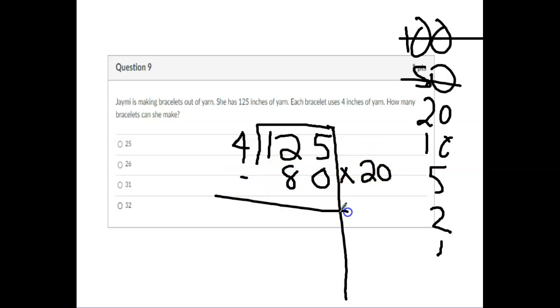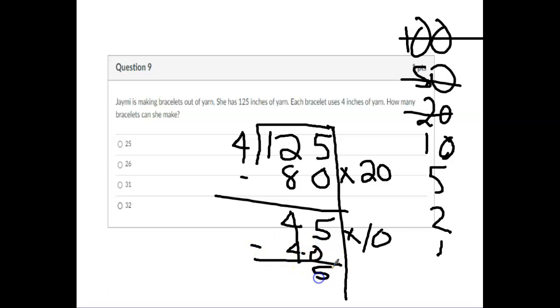Then I subtract and get 45. So now I'm going to think, can I use another 20? I'm trying to reach 45. So can I do 4 times 20 again? No, I cannot because 80 is too big. So then I'm going to try 10. I can use 10. 4 times 10 is 40. Subtract and I get 5 left over.